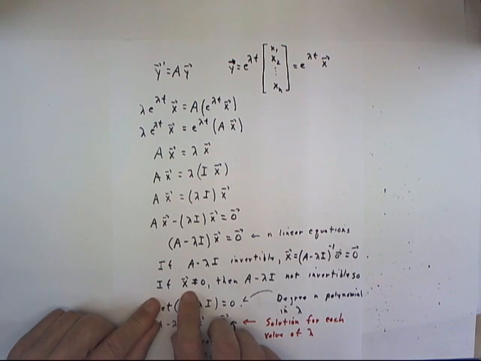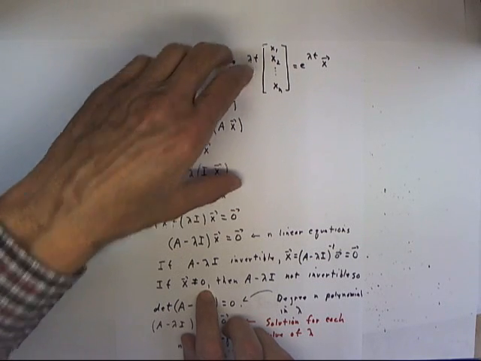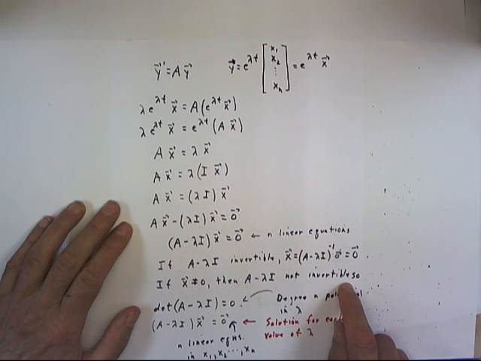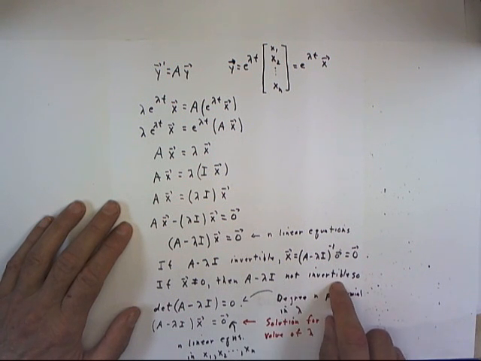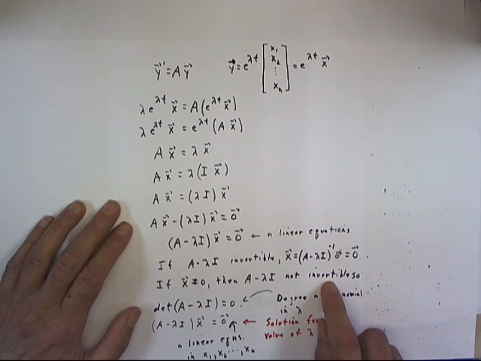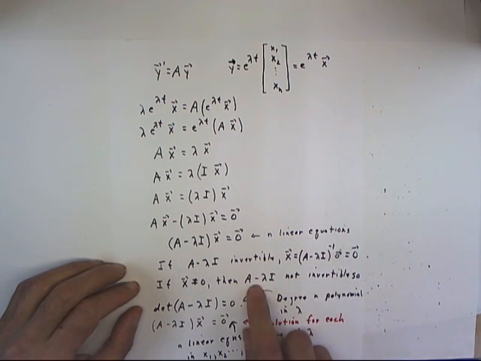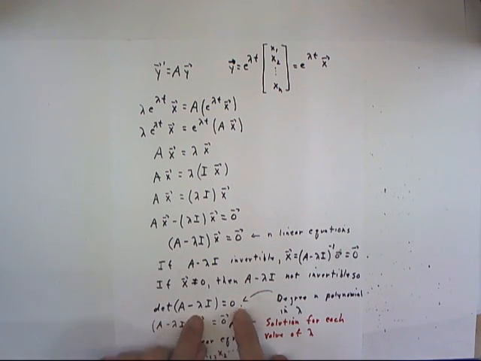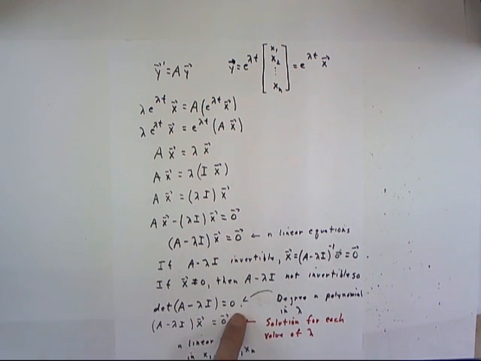So I say if our solution x is non-zero, which is what we need, we're dead in the water if that's not the case, then the A minus lambda I matrix has to be non-invertible. For a matrix to be invertible, well, a matrix is invertible if and only if its determinant is non-zero, which means that the matrix is non-invertible provided its determinant is equal to 0. So we have the condition that the determinant of this A minus lambda I matrix has to be 0.